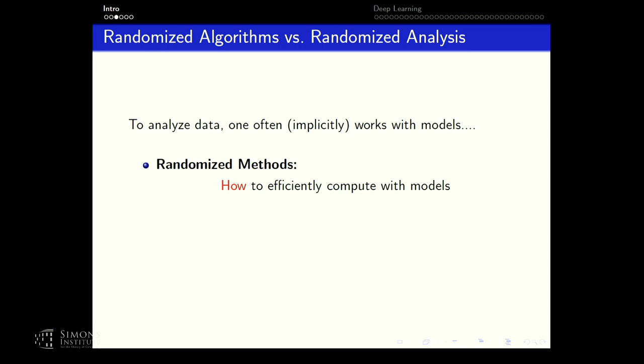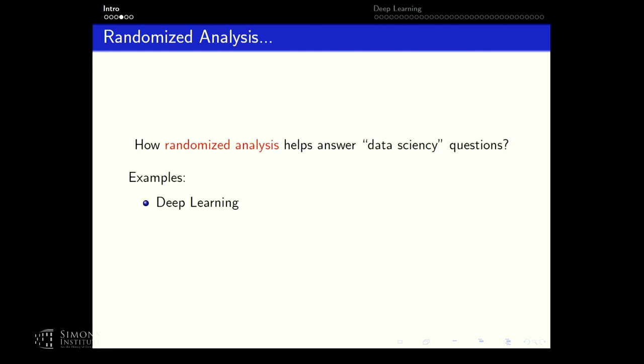The talks that we've been hearing, and most often probably in the rest of the workshop as well, will mostly be focused on randomized methods, that is, how you efficiently solve or compute with these models. But the interest of this particular talk and maybe some other ones as well is to use randomized ideas to understand why these models work or why they don't. I will do this, hopefully, by getting to two sets of examples. One is the application of randomized analysis in understanding certain aspects of deep learning. And the other one would be the same, but in the context of graph analysis.